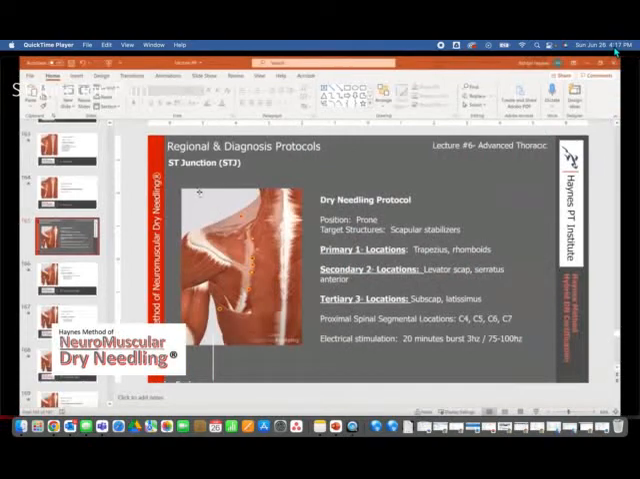Okay, let's look at the scapulothoracic, or the ST junction, dry needling protocol. This is the regional diagnosis specific protocol. Patient here is going to be in the prone position, and here our target structures are scapular stabilizers.